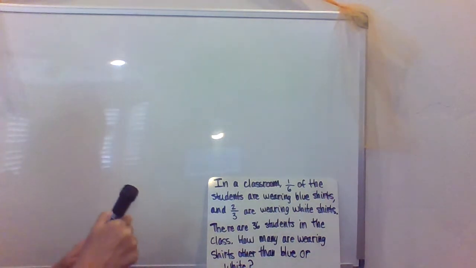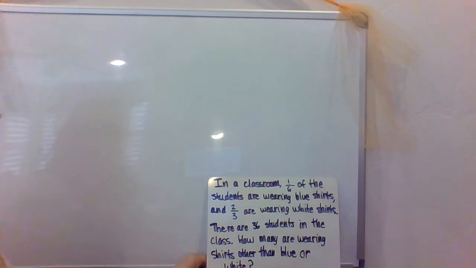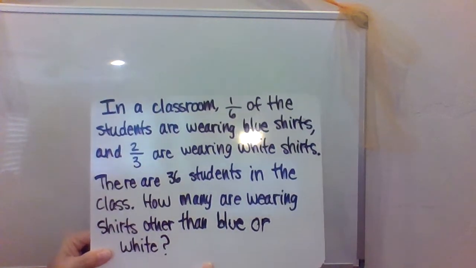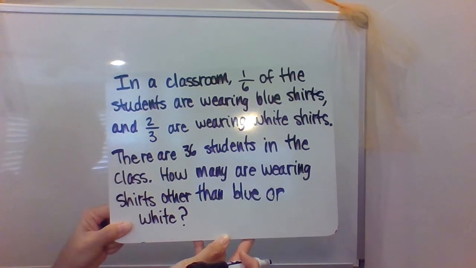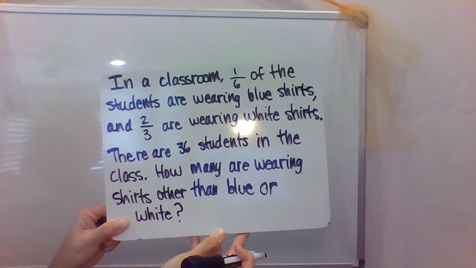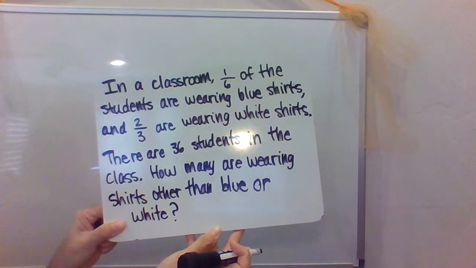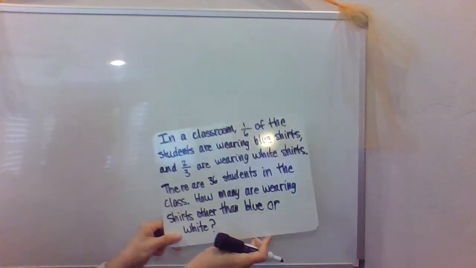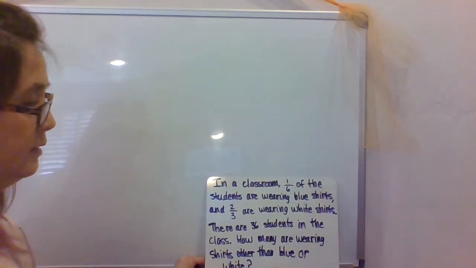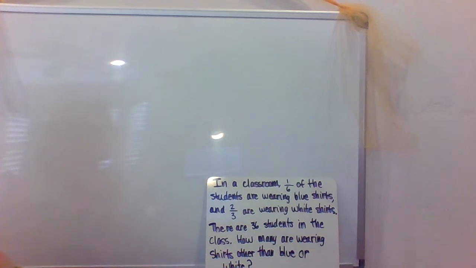Okay, so I'm going to go through this first one with you. This will be our question. It says, in a classroom, 1/6 of the students are wearing blue shirts and 2/3 are wearing white shirts. There are 36 students in the class. How many students are wearing shirts other than blue or white? Okay, so I'll keep that there in case you need to read it through again.